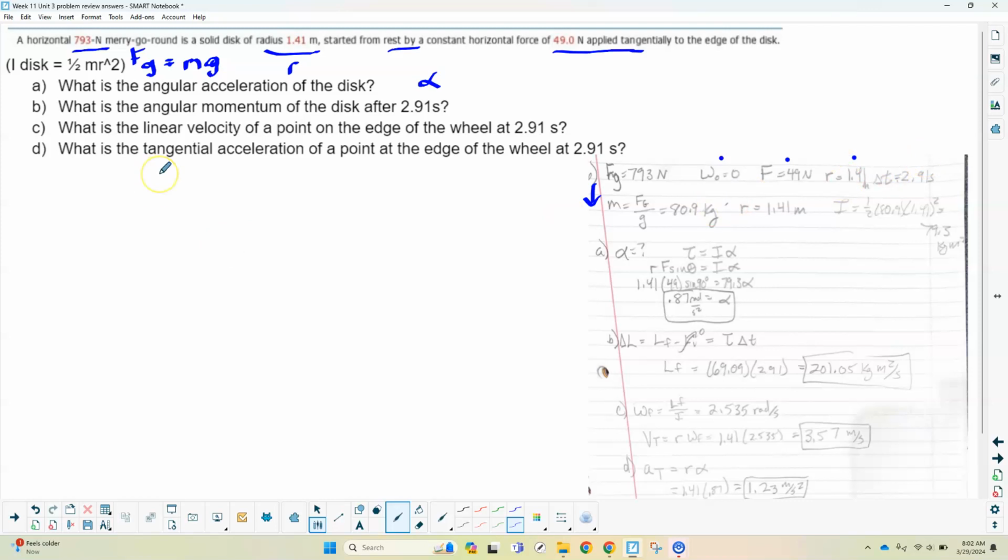So the first thing we want to do is, I also gave you the equation for the rotational inertia of just a disk, so that's 1/2 mr squared. So that's why we need the mass here to get the inertia. So if you do Fg divided by g, or 793 divided by 9.8, you'll get 80.9. And then you're going to take that, multiply it by 1/2, and then the radius squared, which is 1.41 squared. You'll get 79.3 kilograms meters squared for that.